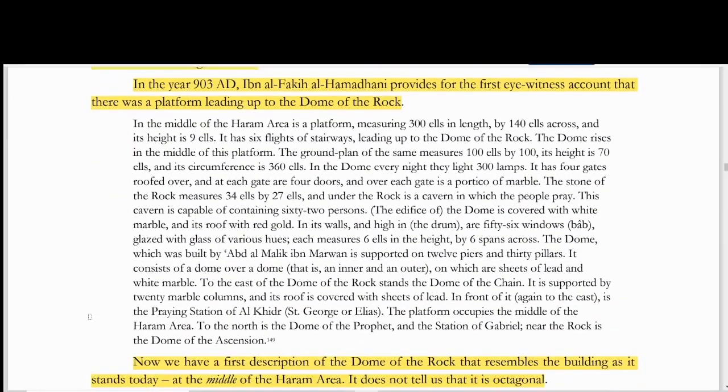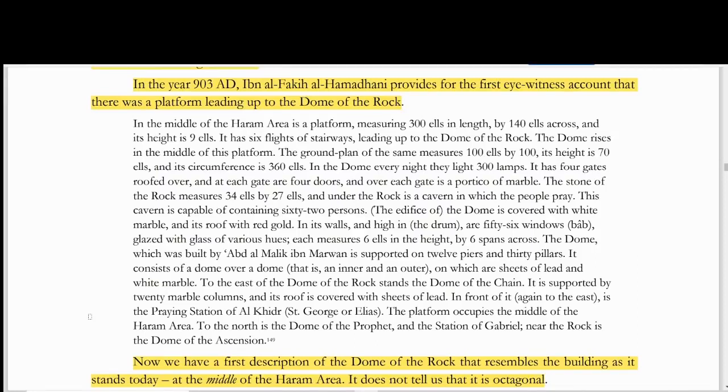I'm going to read this one. We're talking the 10th century now. In the middle of the Haram area is a platform measuring 300 ells in length by 140 ells across, and its height is 9 ells. It has 6 flights of stairways leading up to the Dome of the Rock. The dome rises in the middle of this platform.